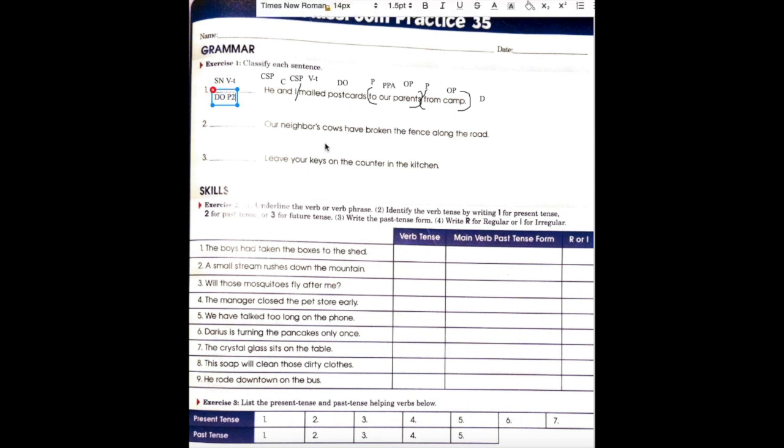pattern 2. The next sentence says, our neighbor's cows have broken the fence along the road. Who has broken the fence along the road? Who is the sentence about? Who or what? The answer is cows. Cows is our subject noun. What is being said about cows? What did they do? Have broken. That's the action. So broken is our main verb. Have is just a little verb that comes before the main verb, so it's our helping verb.